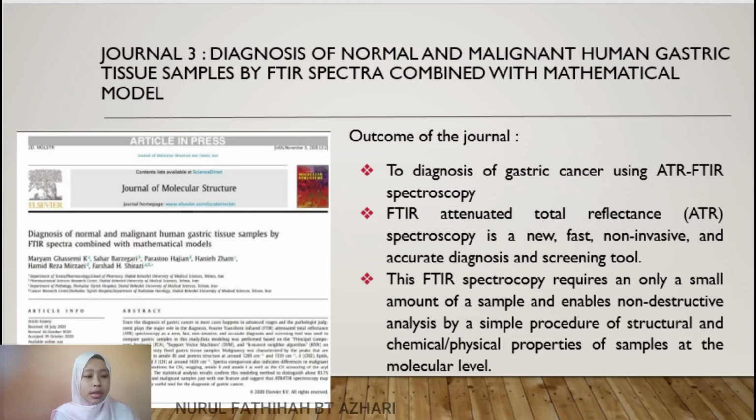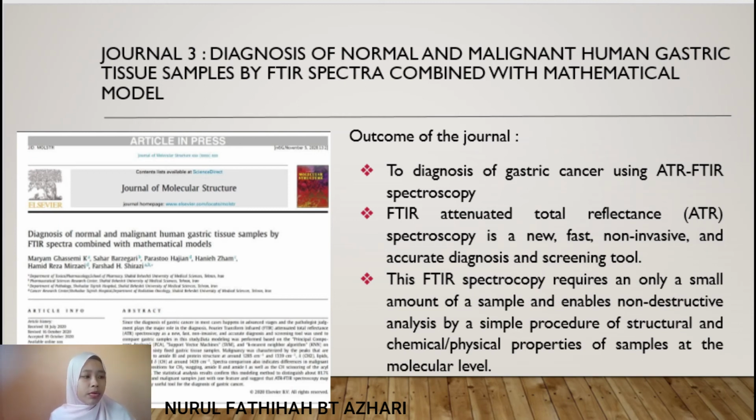Journal 3 is diagnosis of normal and malignant human gastric tissue samples by FTIR spectra combined with mathematical model. Here, I attach a front page of the journal. The outcome of the journal is the diagnosis of gastric cancer using ATR FTIR spectroscopy. FTIR attenuated total reflectance, ATR, spectroscopy is a new, non-invasive, and accurate diagnosis and screening tool.